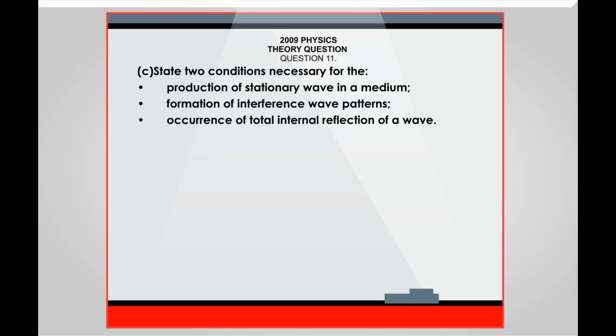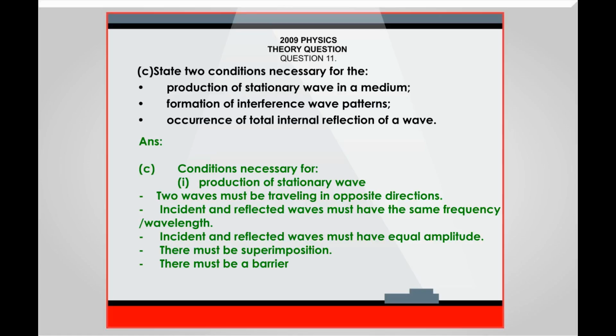C. State two conditions necessary for the production of a stationary wave in a medium, the formation of interference wave patterns, and the occurrence of total internal reflection of a wave. Answer. I. Conditions necessary for production of a stationary wave are: two waves must be traveling in opposite directions. Incident and reflected waves must have the same frequency and wavelength. Incident and reflected waves must have equal amplitude. There must be superimposition. There must be a barrier.